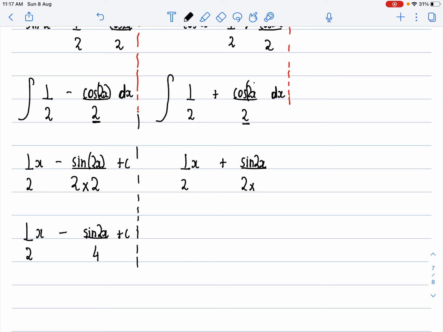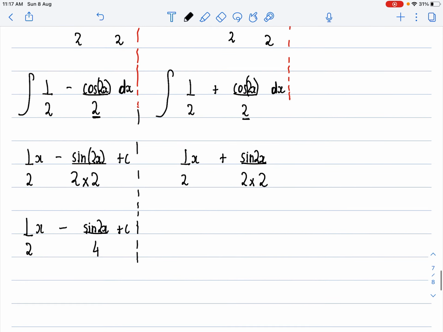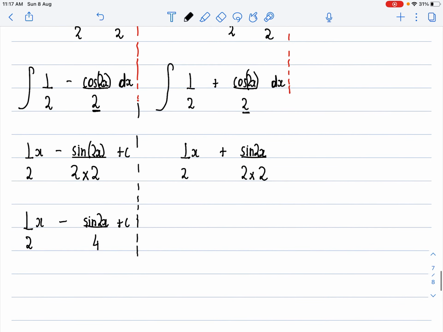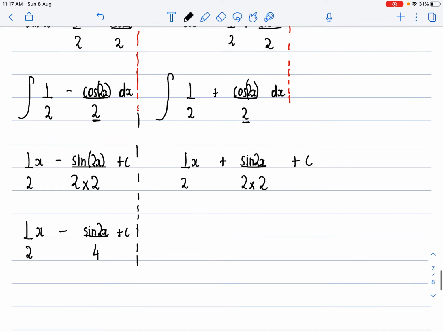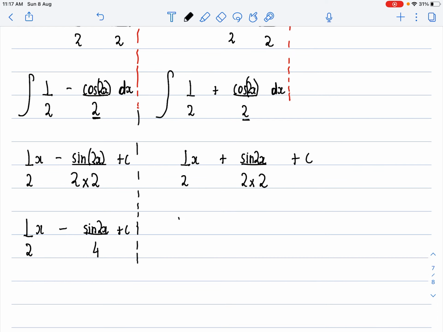differentiation of 2x, or the coefficient of x, which is 2. Correct? This is what I'll get. Plus I'll get a c, obviously. Okay, so now I can write this as half x plus sine 2x divided by 4 plus c.